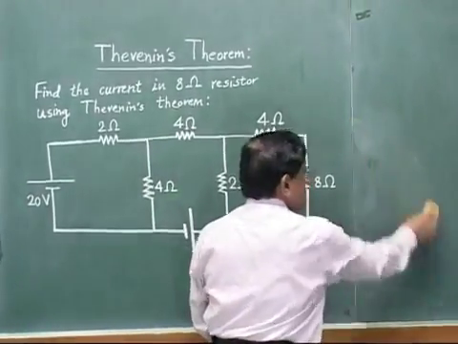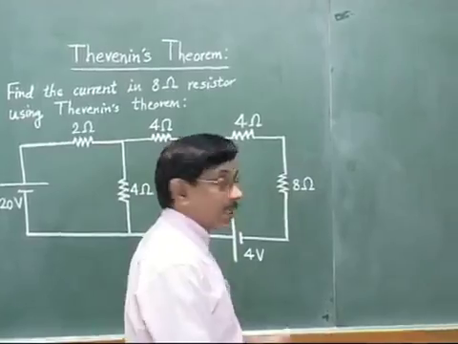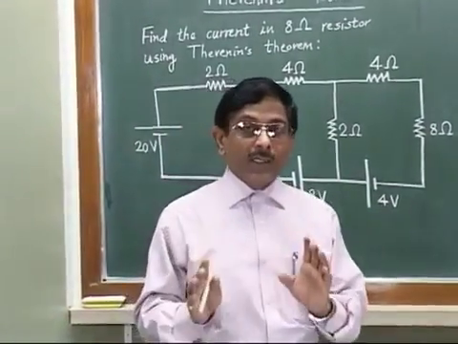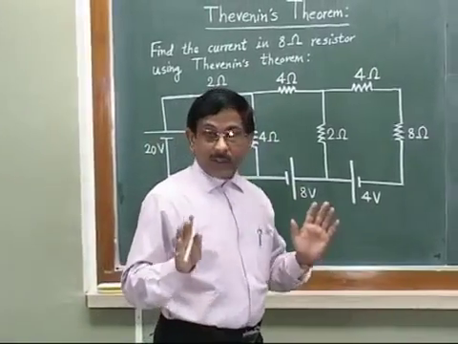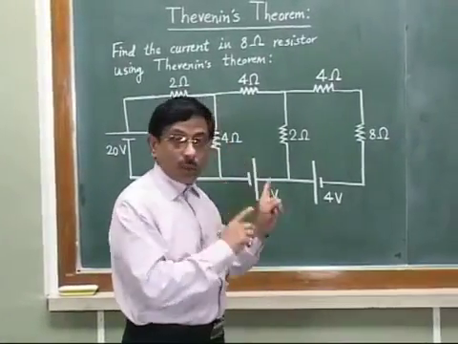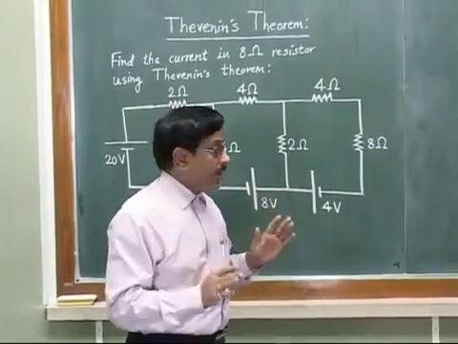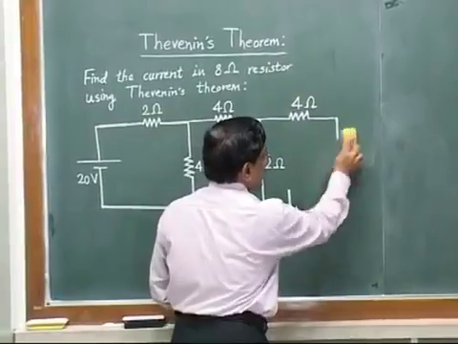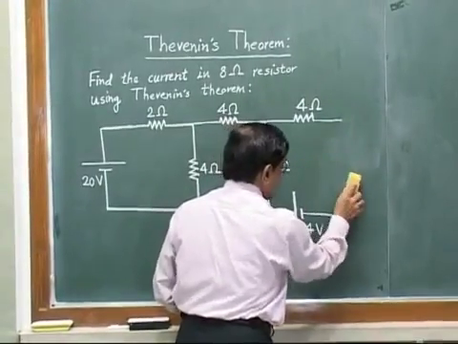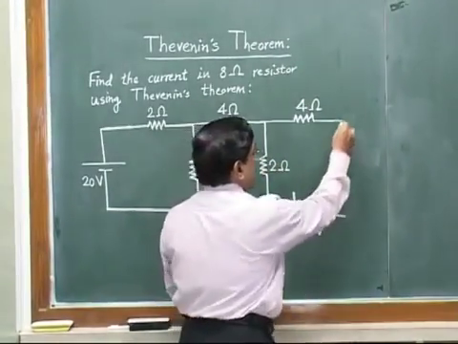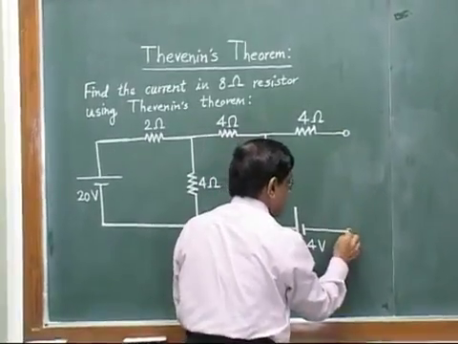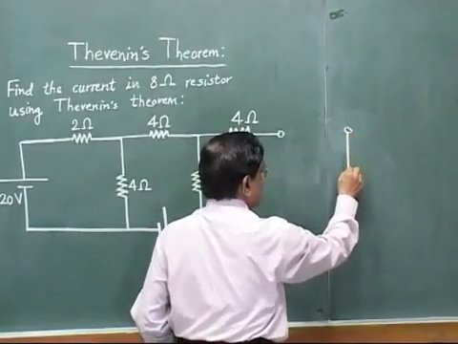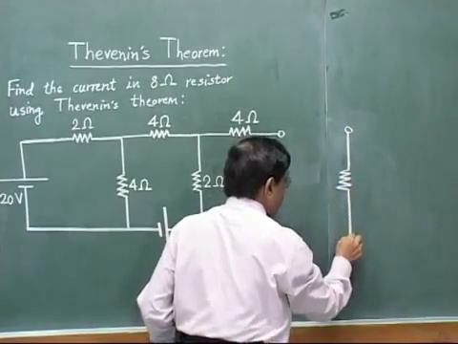So step 1 says that you first remove the load resistor from your circuit. Once I do that, this will be the situation. I have to remove this, so I show that it is not there. Then I get two open terminals, and I show this 8 ohm resistor somewhere away from the circuit right now, because we have removed it.